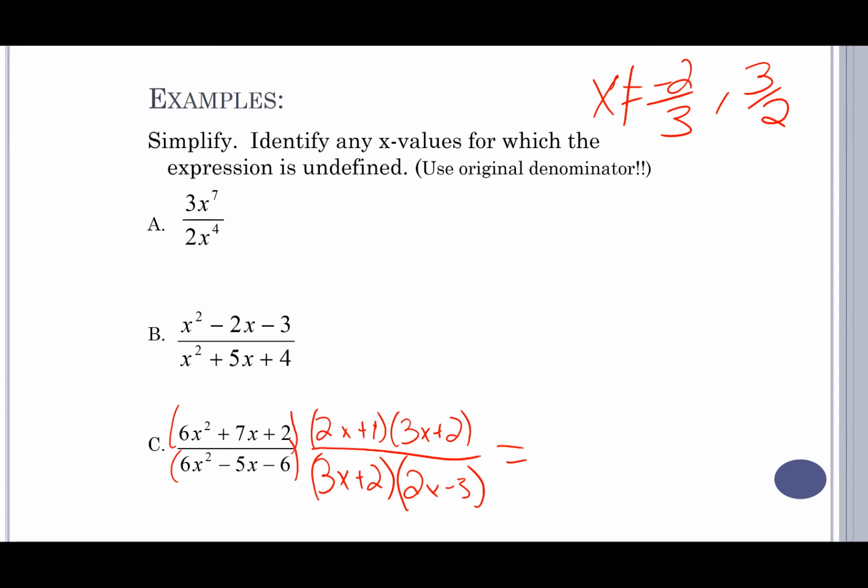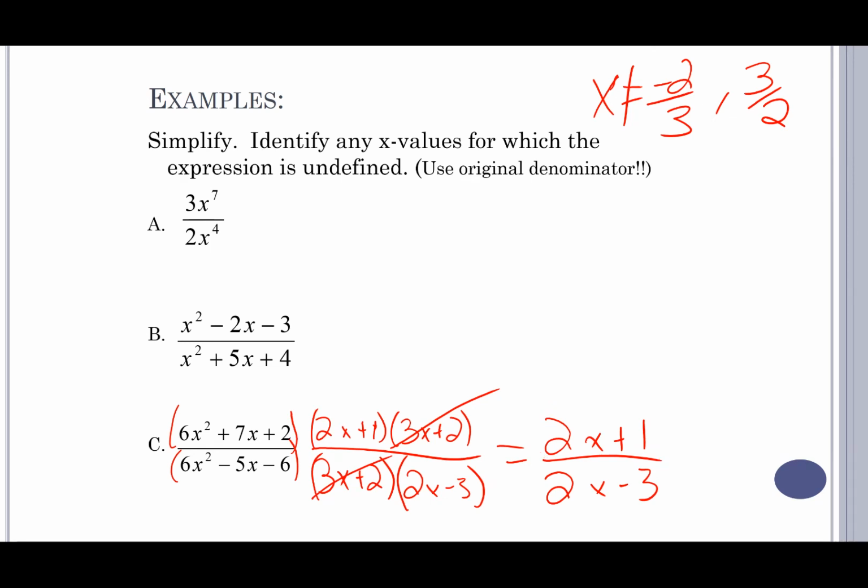Back to our problem, we can cancel out 3x plus 2 because there's 3x plus 2 on top and on bottom. So those both cancel out, leaving me with a 2x plus 1 on top and a 2x minus 3 at the bottom. And again, they don't cancel. There's nothing that cancels here because 2x plus 1 is all grouped together. And the only way it cancels is if there's another 2x plus 1 as well. I don't have any other 2x plus 1s, so it stays there. Same thing with the 2x minus 3.